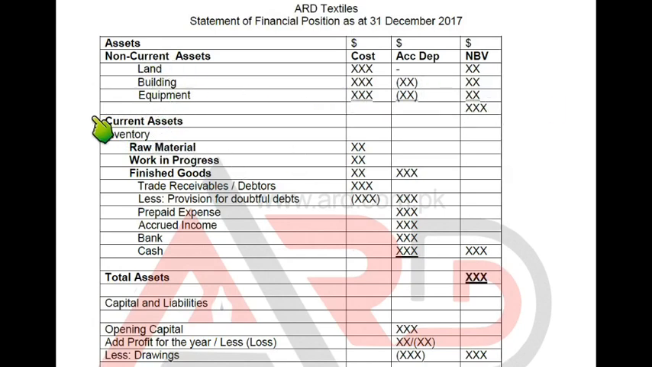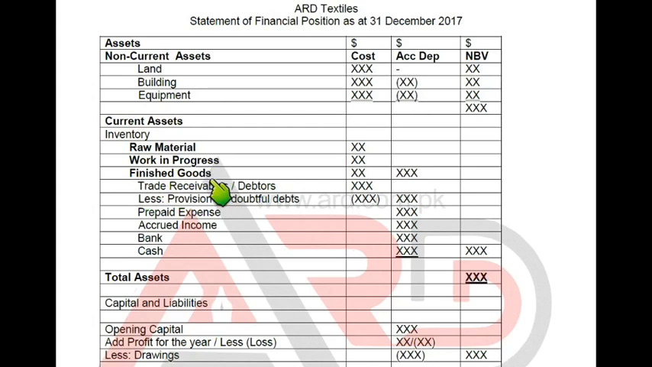This is easy. Then in current assets, we'll be writing 3 types of inventory. This is a particular difference in a manufacturing account balance sheet as compared with a sole trader balance sheet. In a sole trader, there is only one inventory. In manufacturer or producer accounts, there are 3 types of inventory. We'll be writing all 3 in the first column: raw material, WIP, and finished goods, and we'll be adding up in the second column. Then we have trade receivables.